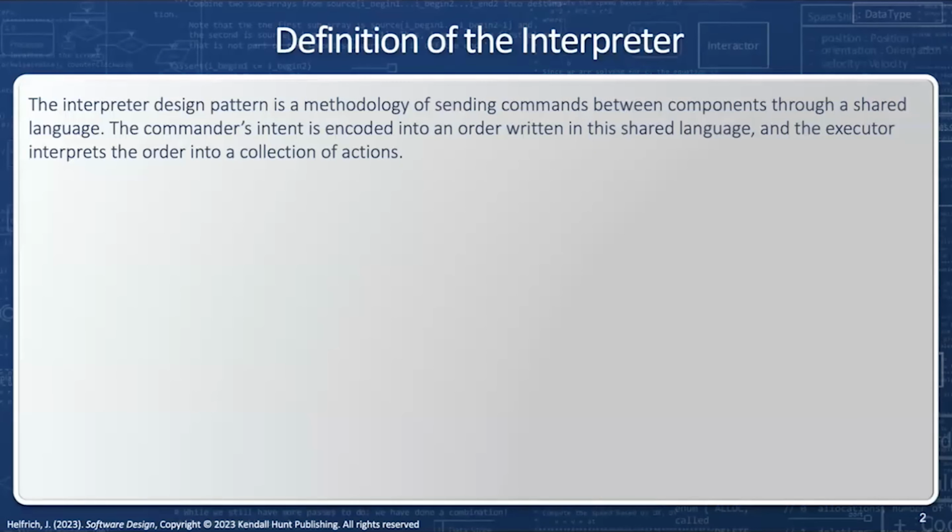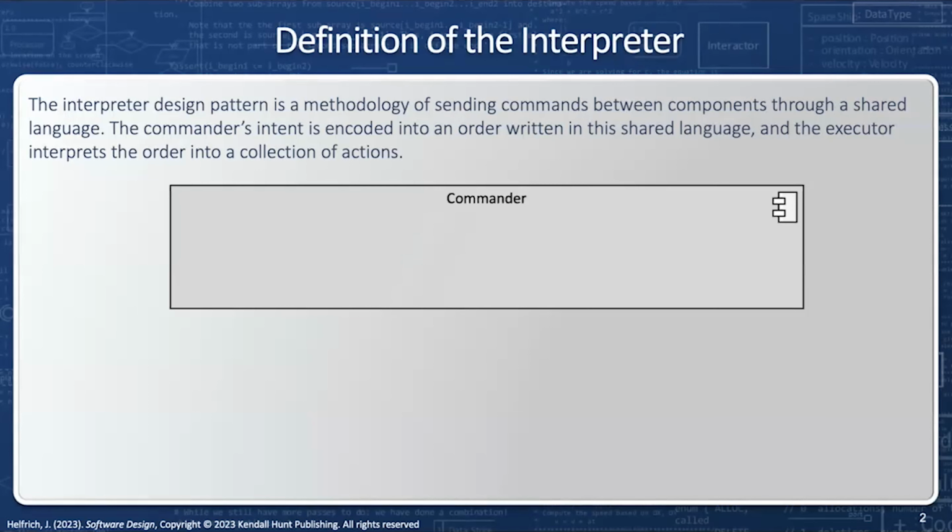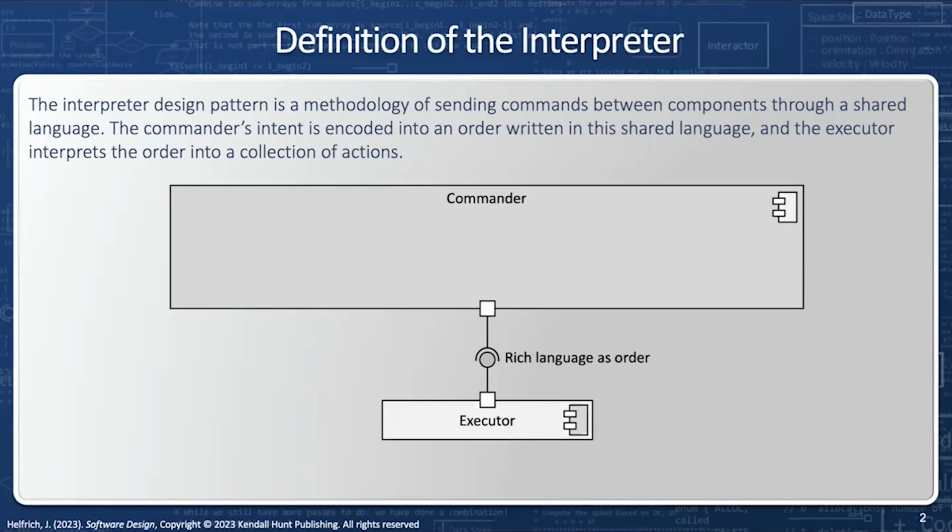The interpreter design pattern is a methodology of sending commands between components through a shared language. The commander's intent is encoded in an order, and this order is written in their shared language, and the executor interprets the order into a collection of actions. Okay, so we have the commander, which originates the order, and then you have the executor, which carries it out. Now, in between them, there's going to be a shared interface, and the shared interface crucially contains a rich language as an order. Normally, it's text-based, but it could be something similar.